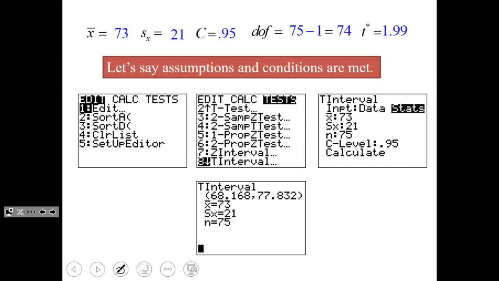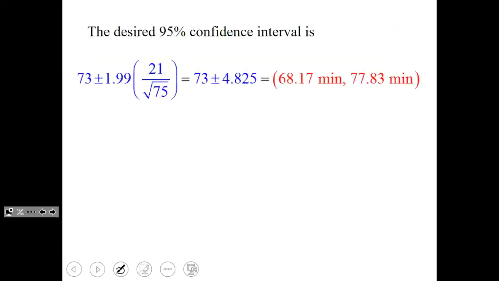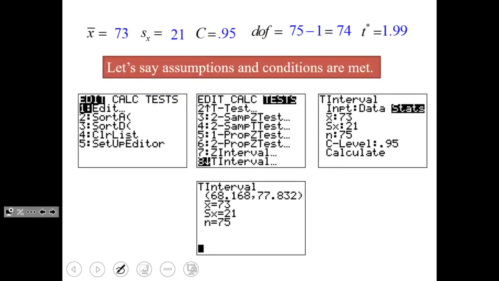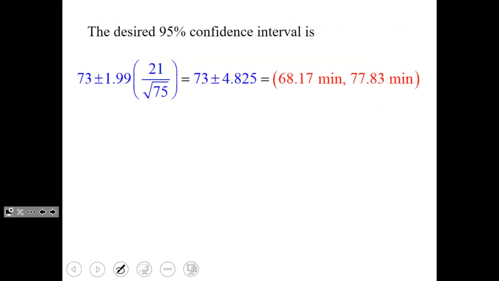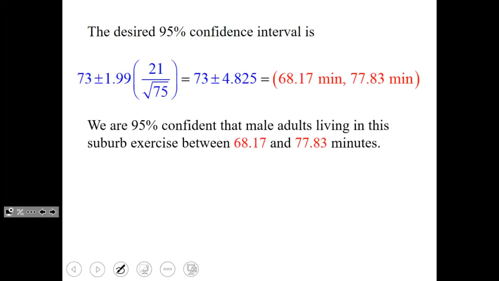So I can interpret this. I'm 95% confident the interval is, like I said, and we can do it manually. Doesn't change anything. We still got 68.17, 77.83. Well, that's what we had here too. So I have my data either way. We're 95% confident that male adults living in this suburb exercise between 68 and 77.83 minutes.